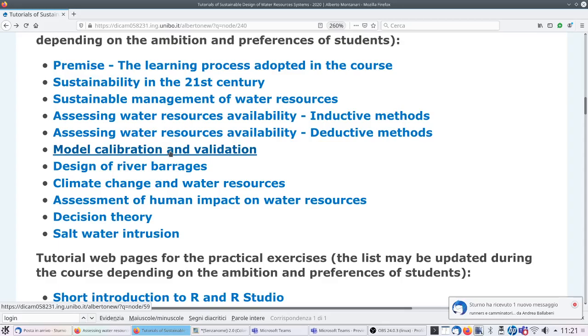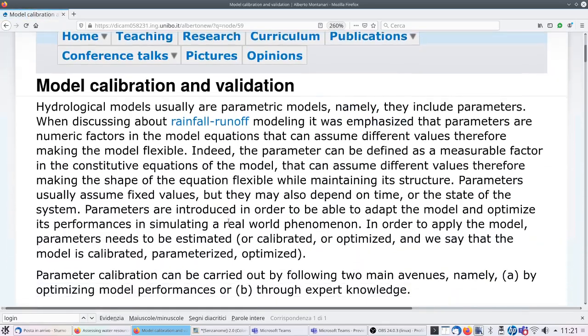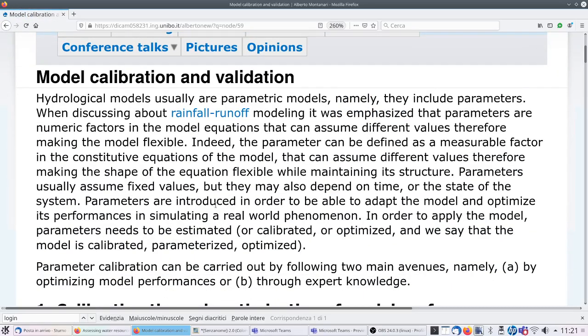So first of all, let's focus on the terminology. What is validation we will see later. Let me just now introduce calibration. And calibration, as I said, we need to focus on the terminology. And let me first emphasize that there are many synonyms for parameter estimation, one is calibration, the other one is optimization, and then we can say that the model is calibrated, parameterized, or optimized. These are synonyms.